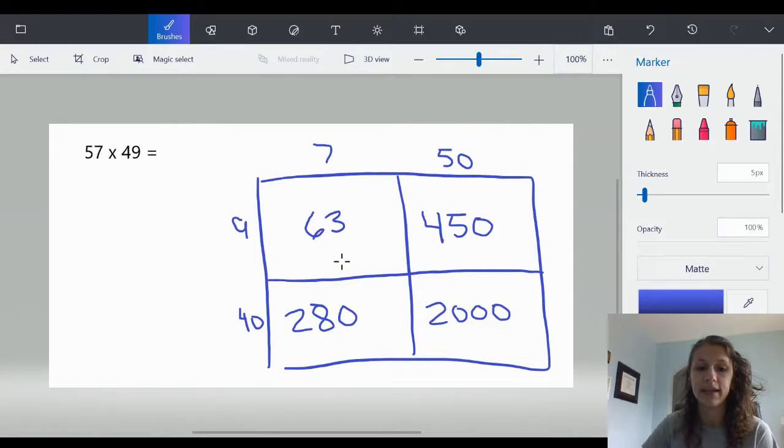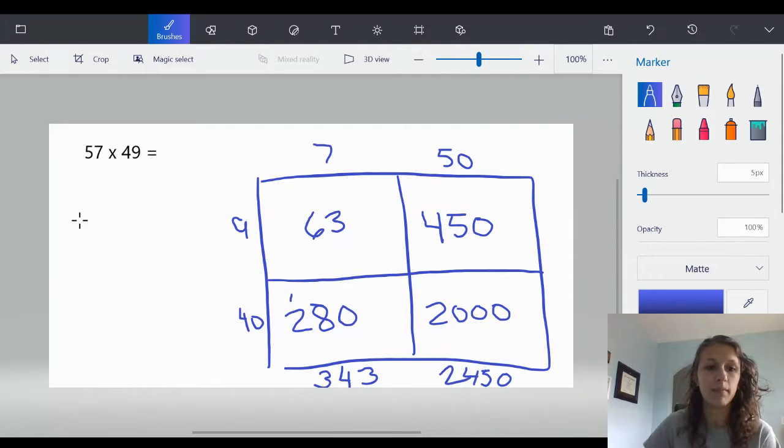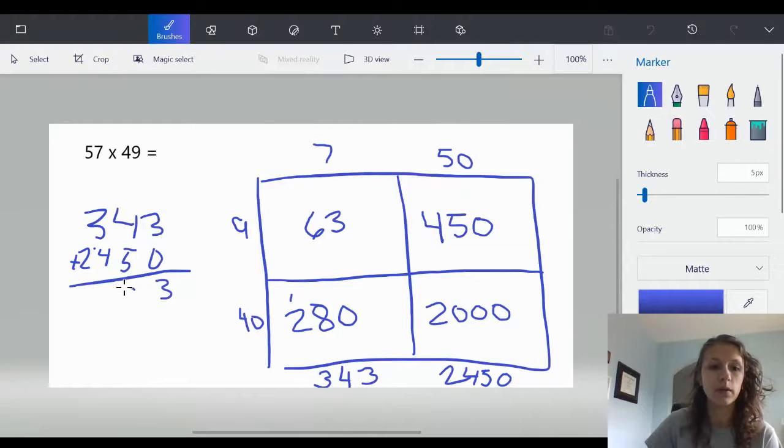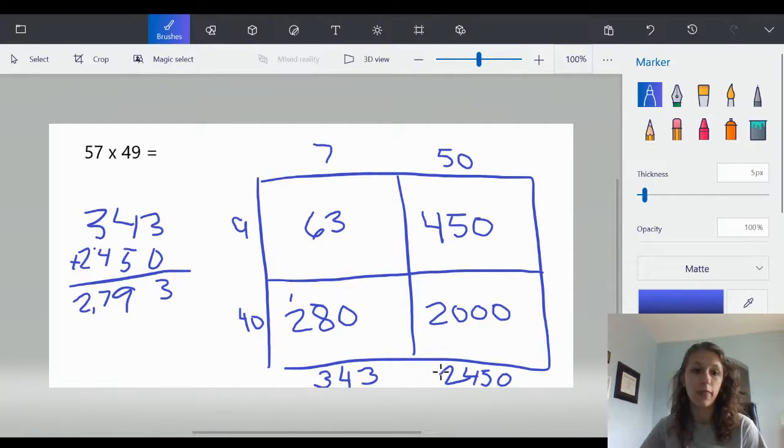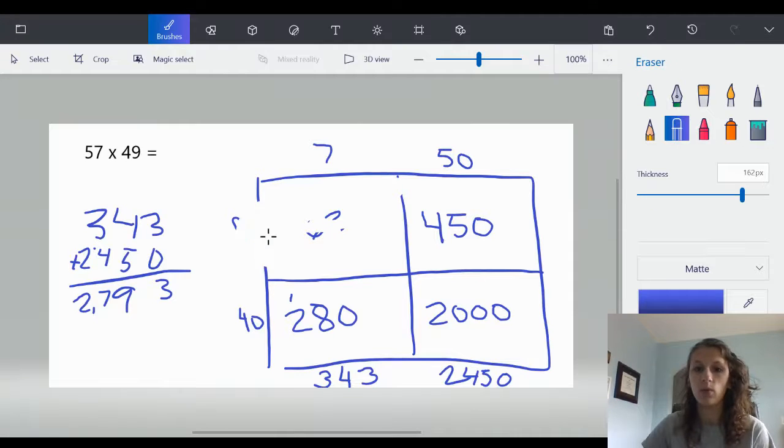I'm going to go ahead and add straight down first. So 63 plus 280 would give me 343. 450 plus 2,000 would give me 2,450. All right, and now I'm going to combine these. You could have also written all 4 of them up and down because remember that addition is commutative, so it does not matter the order of my addends. All together we would get our final product of 2,793.